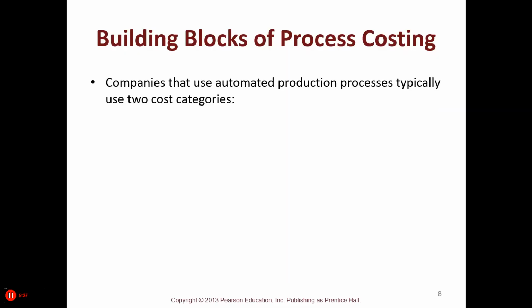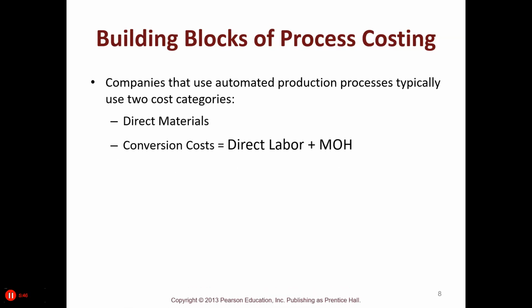So again, companies that use automated production processes typically use two cost categories. We remember direct materials, but remember we talked in chapter 2 about conversion costs. Conversion costs equal direct labor plus manufacturing overhead.